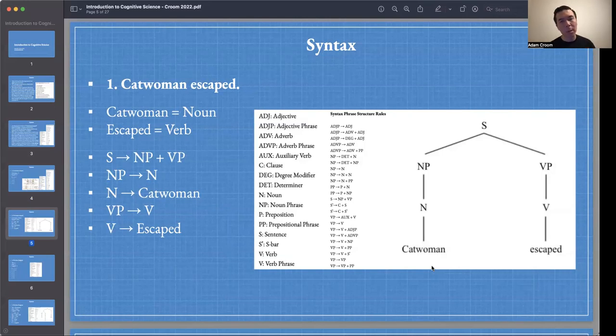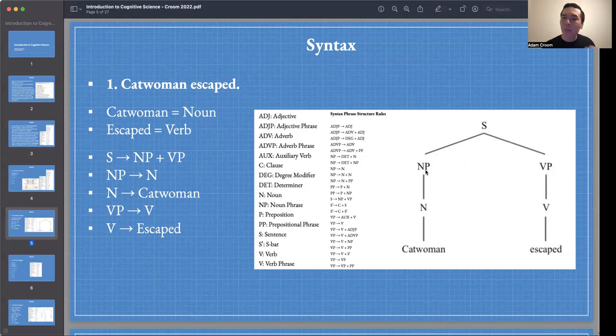But remember, sentences do not consist of nouns and verbs, but of noun phrases and verb phrases. So we can't stop at just the N and the V. We're going to draw another line up and connect the N to an NP, and draw another line up from the V and connect that to a VP. Because Catwoman is not just the noun in this sentence, but also the noun phrase. And escaped is not just the verb in this sentence, it's also the verb phrase. And now we can combine the noun phrase and the verb phrase to form the sentence.